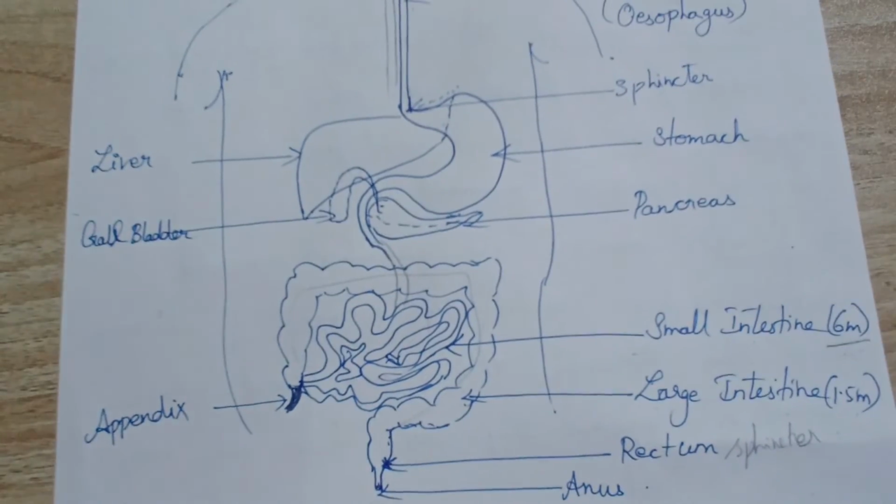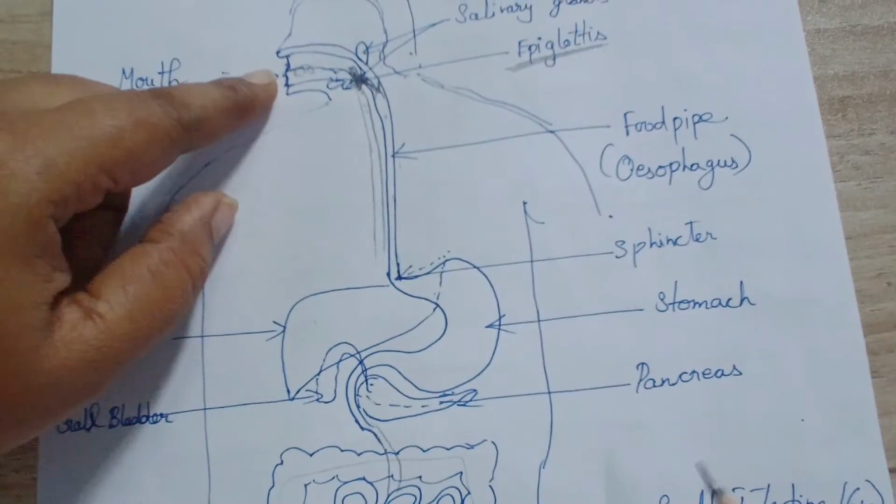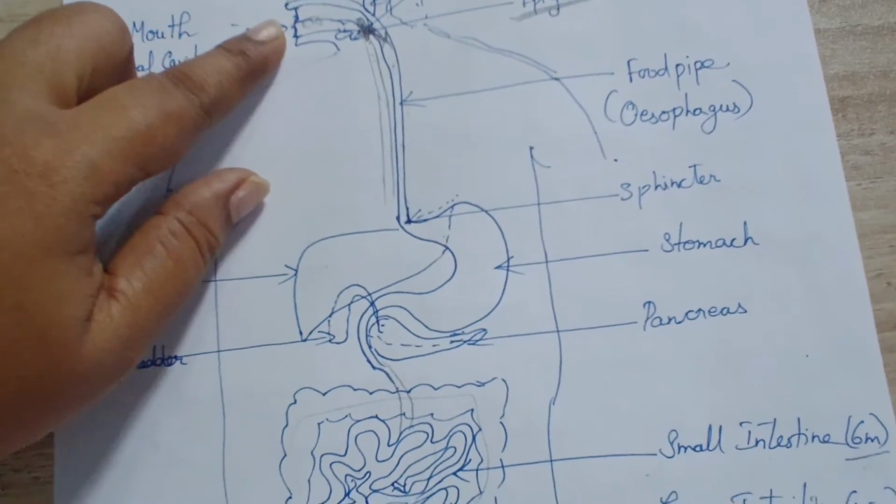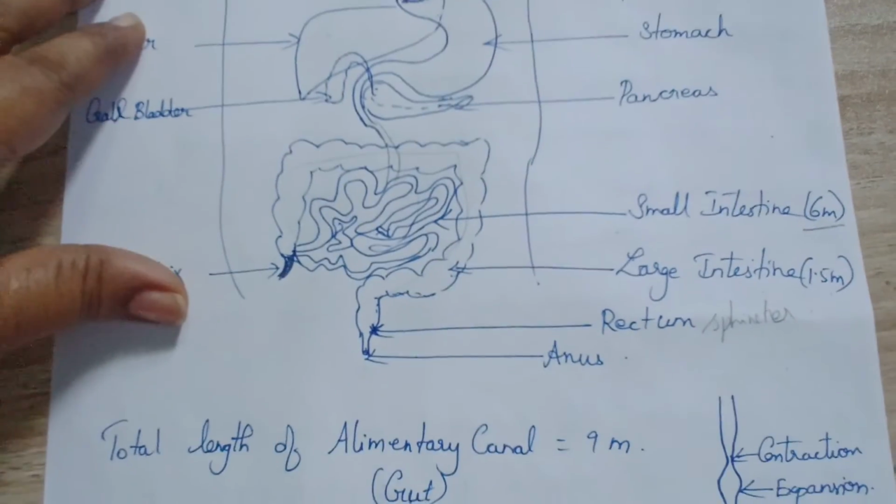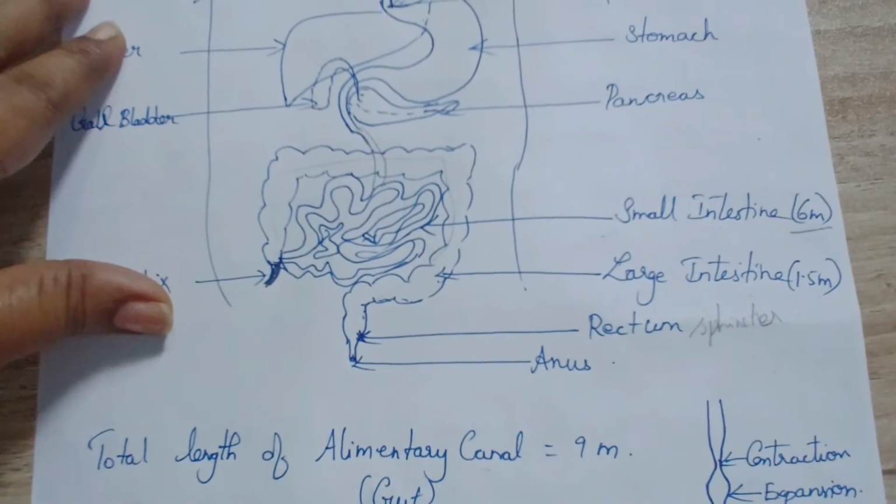We can call this total path, from mouth to anus, the alimentary canal or gut. It can be called the alimentary canal or gut. It is totally 9 meters long.